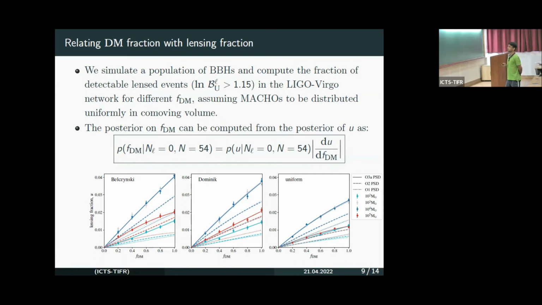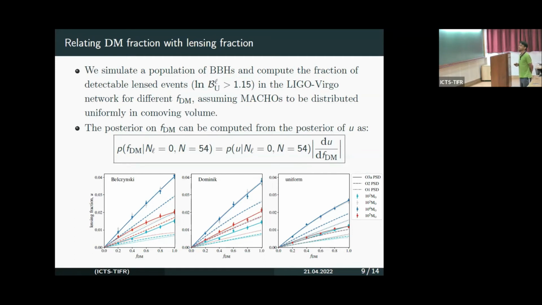Here we also assume that masses are distributed uniformly in comoving volume. And this is the equation that we can use to compute the fraction of dark matter, once we have calculated the lensing fraction.